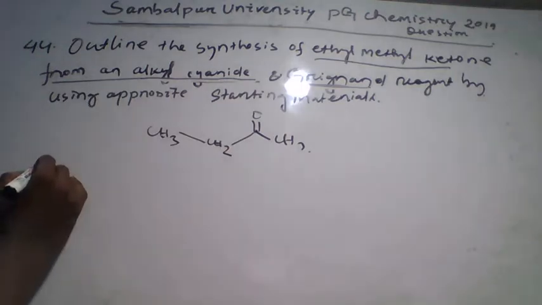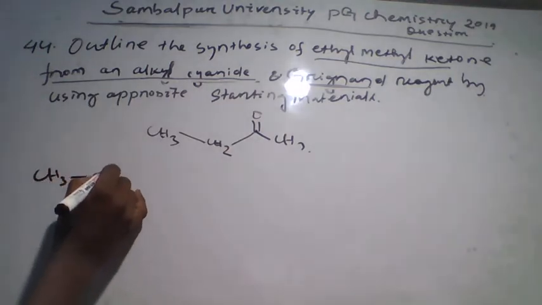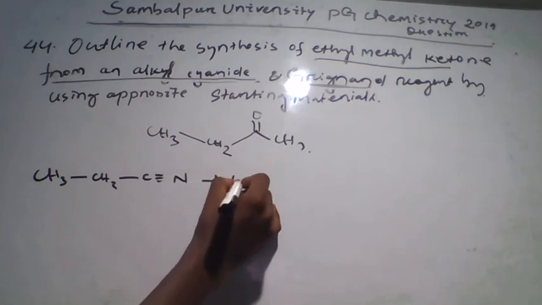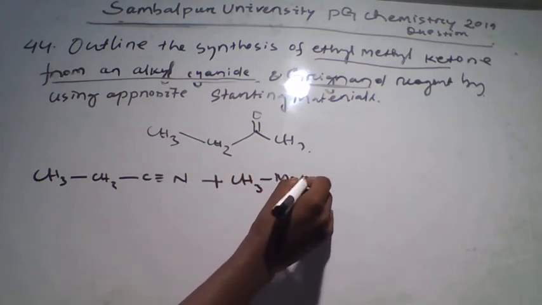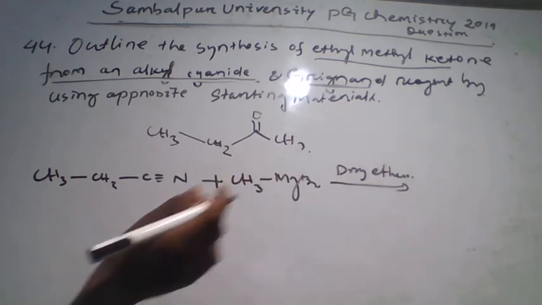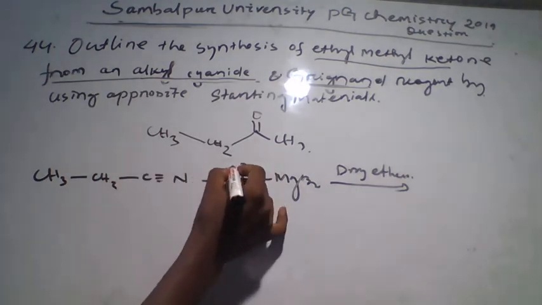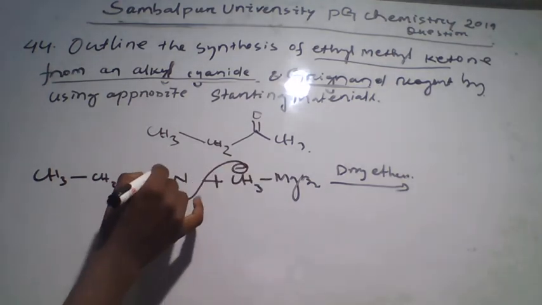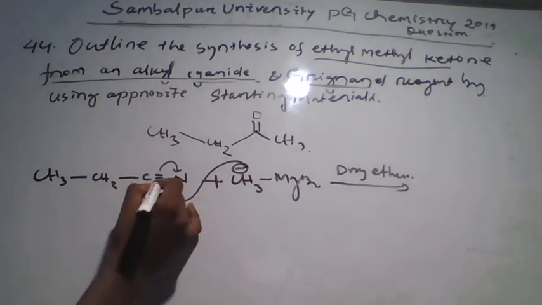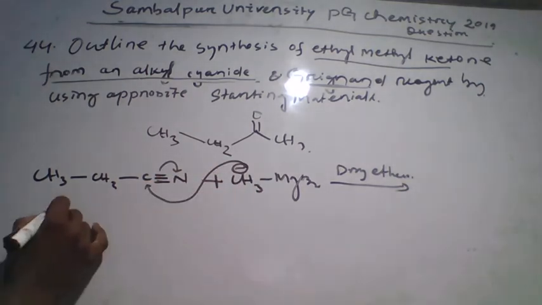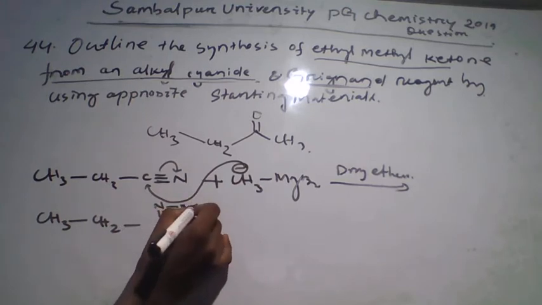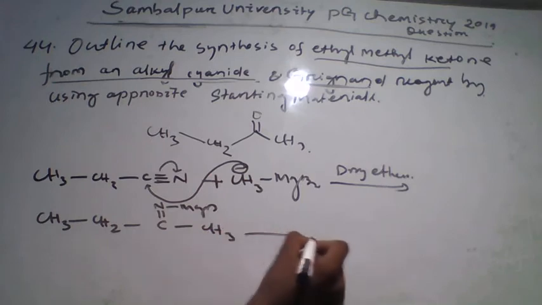See here, if we take this type of cyanide, ethyl cyanide, with this Grignard reagent, methyl magnesium bromide, in dry ether, dry ether is a solvent. This is your nucleophile, and the nucleophile easily attacks this cyanide because the cyanide carbon is your electrophilic center. See here, this is your CH3 CH2 C double bond N MgBr and CH3, and hydrolysis.